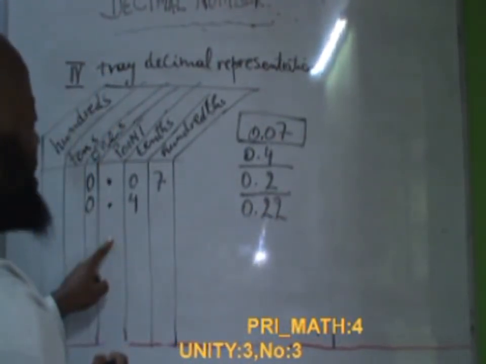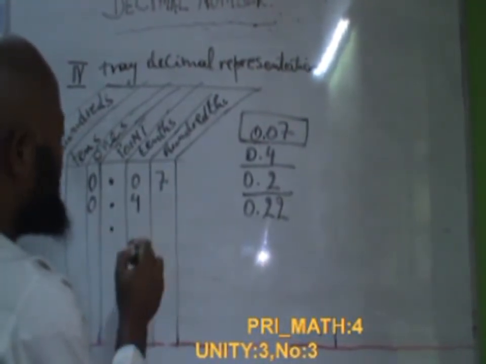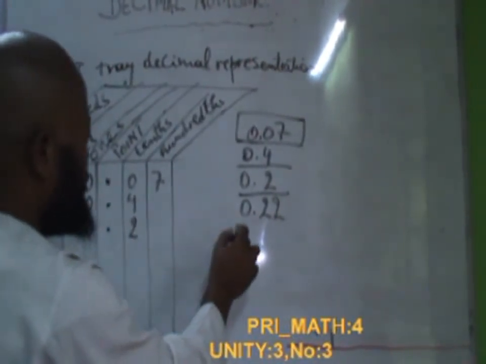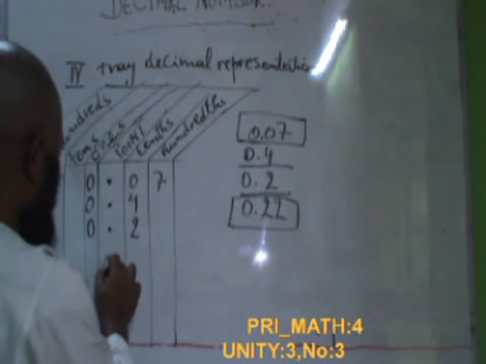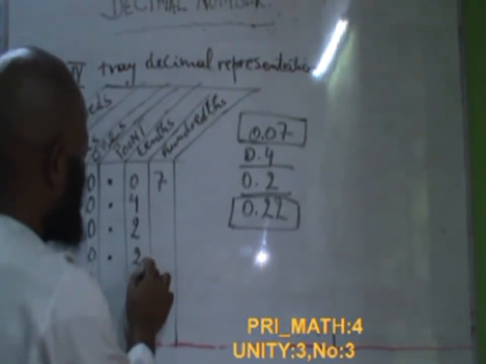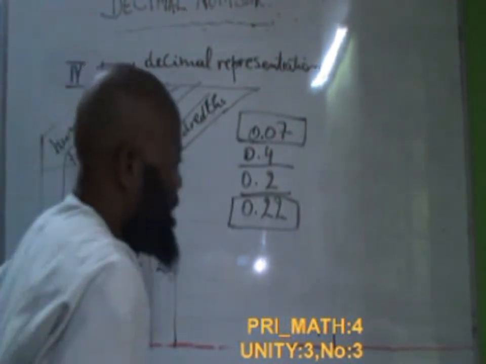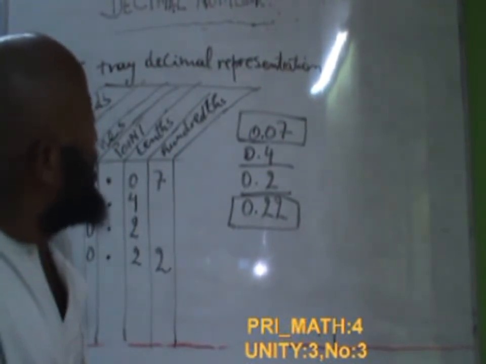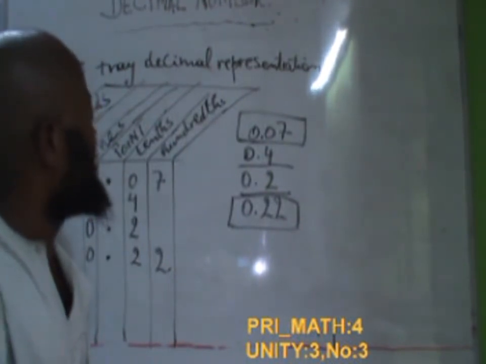And the third number, you put your dot. Before the dot, we have 0, and after the dot, we have 2. For the last one, put your dot. Before the dot, we have zero, and after the dot, we have two digits. By this, we have already represented our numbers in the tray representation.